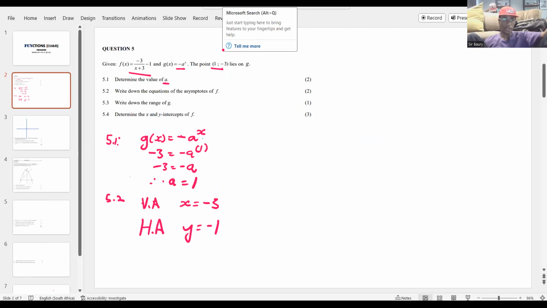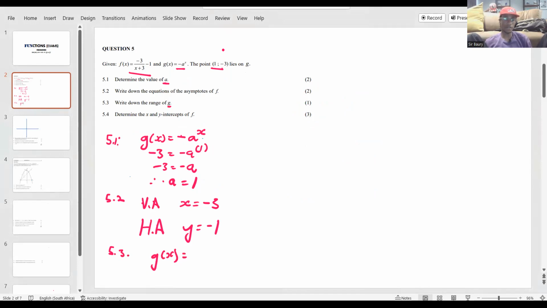If I want to calculate the range, it's pretty simple. The range for g, I'm going to look at my function g of x because I've calculated the value of a. g of x is equal to negative 3 exponent x. So remember something, the negative tells me if the function is above or below the asymptote. If it's negative, then it's going to be below the asymptote. So this is the shape that I have. I have something like this.